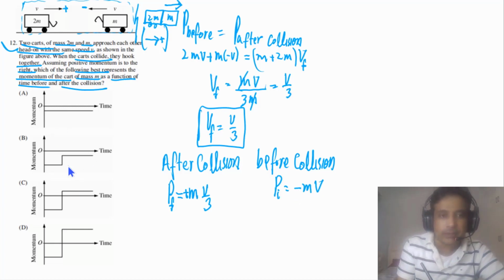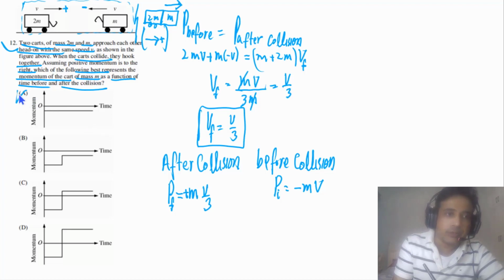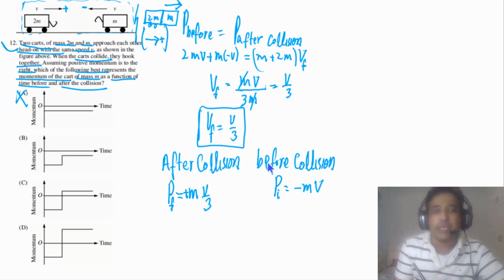If you look at the given options, this one is telling us that there is no change in momentum of mass m, so this is incorrect. This one is telling us initially it is negative and after collision it is still negative, while after collision it is positive, so this is also incorrect.